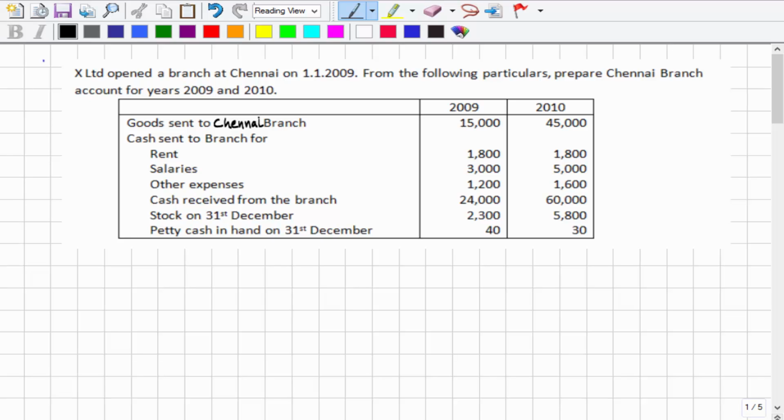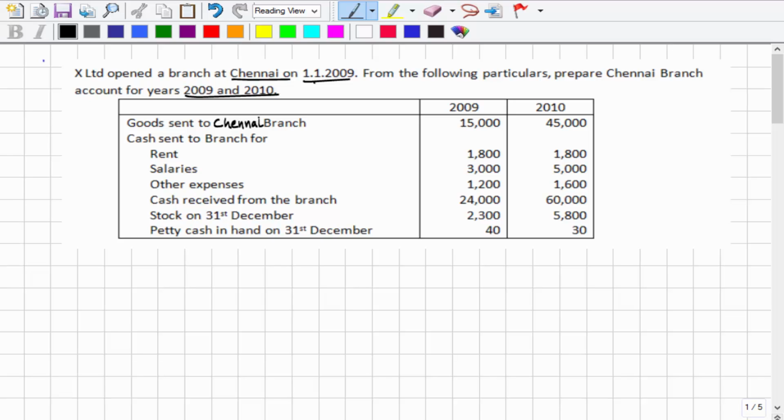Let's take this small example to understand how dependent branch accounts are prepared. We have X Limited, which opened a branch at Chennai on 1st January 2009. From the following particulars, prepare the Chennai branch account for the years 2009 and 10.